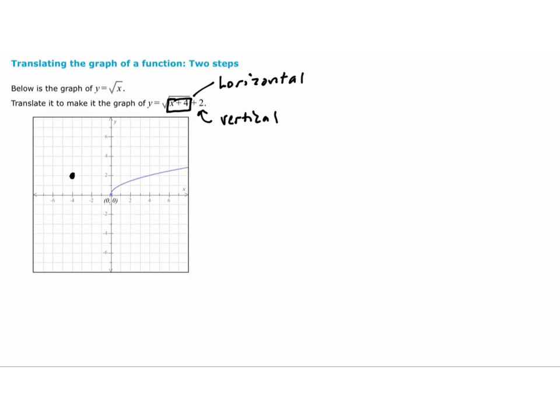And we can do that for other points. 4 to the left, up 2. We can do it for a few more. 4 to the left, up 2. And our general shape of our graph is something like this.